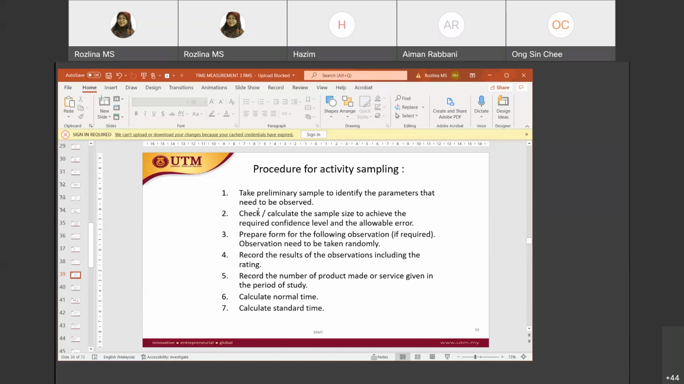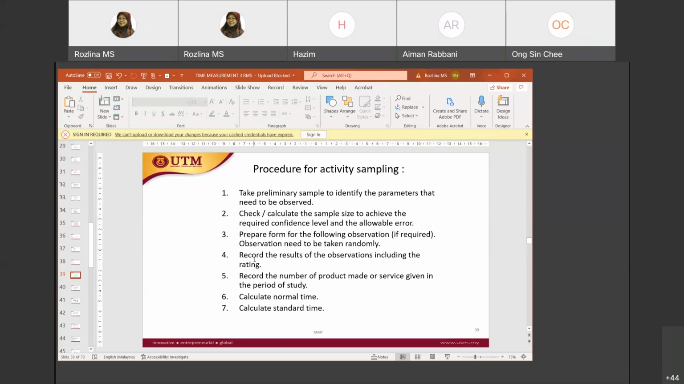Okay, so you have to have the preliminary sample. Then you have to calculate the sample size to achieve the required confidence level. Because normally we take the confidence level 95%, but the error may be 5% or 10%, the allowable error. And then prepare the form for the following observation. Observation needs to be taken randomly. Record the result of the observation, including the rating.